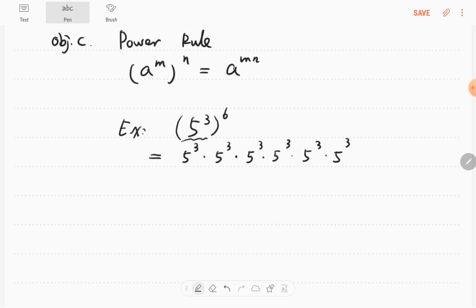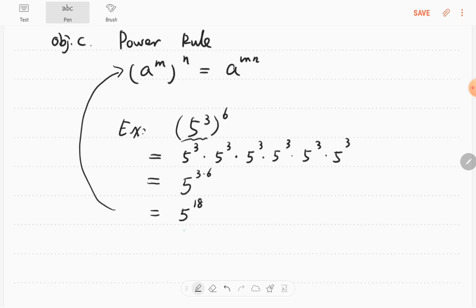Now we're going to use the multiplication rule. We are doing the multiplication, right? And each term has the same base, so we just write down the same base. But this time we will find we need 3 plus 3 plus 3, so in total we will have six 3s. So that's why we could use 3 times 6 or 6 times 3. That's the same thing. We will get 5 to the 18.